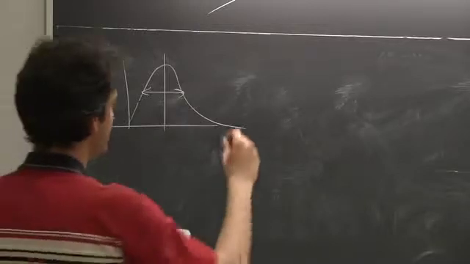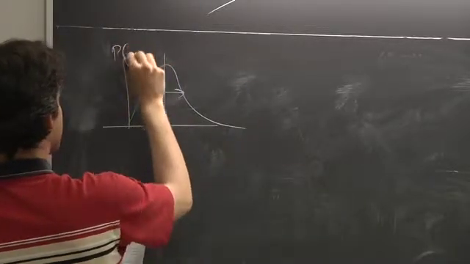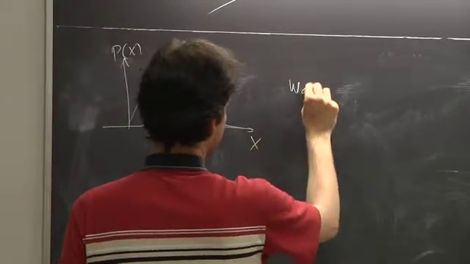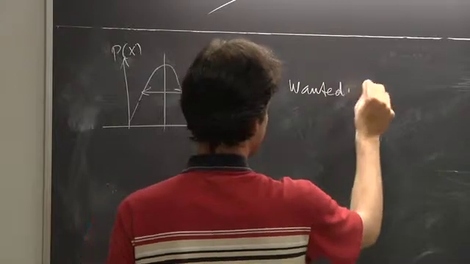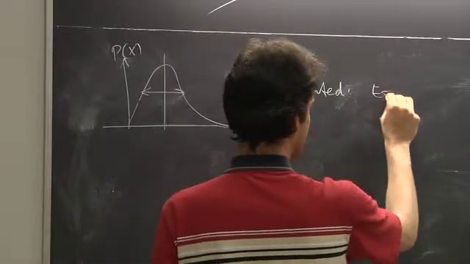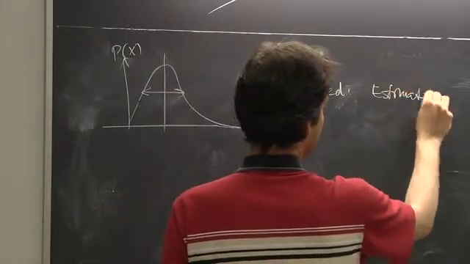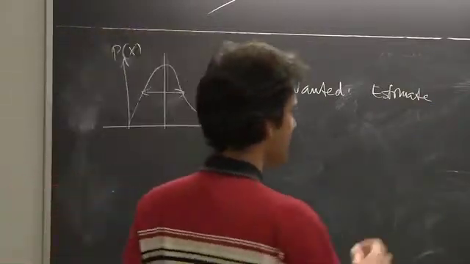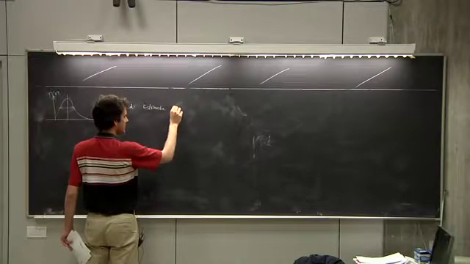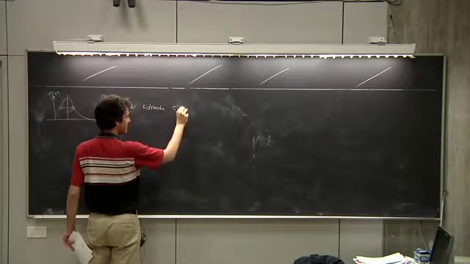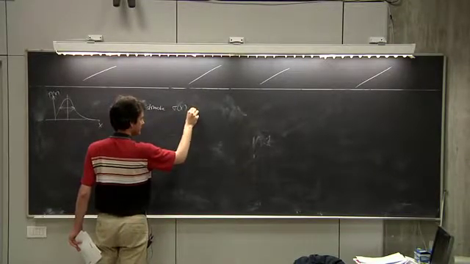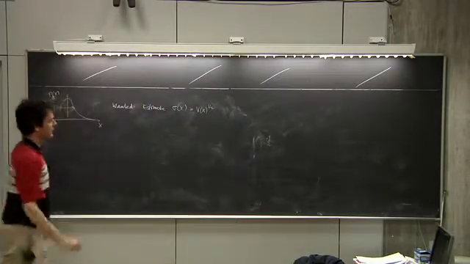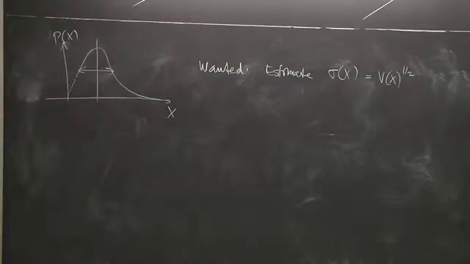So you would want, so what's wanted is an estimate. You don't know your probability distribution, but you want to characterize it. And so you want an estimate for the sigma of x, or for the variance. So how do you do that?